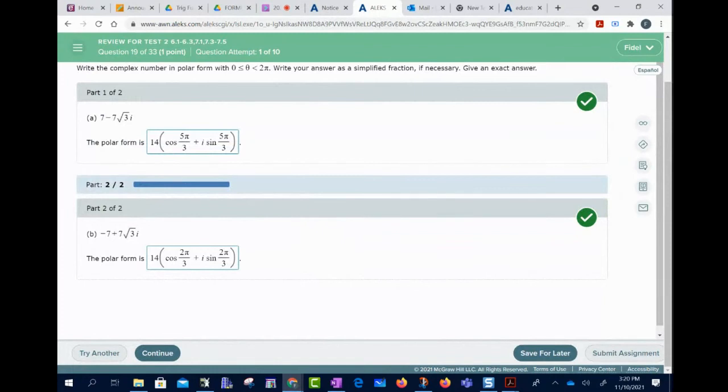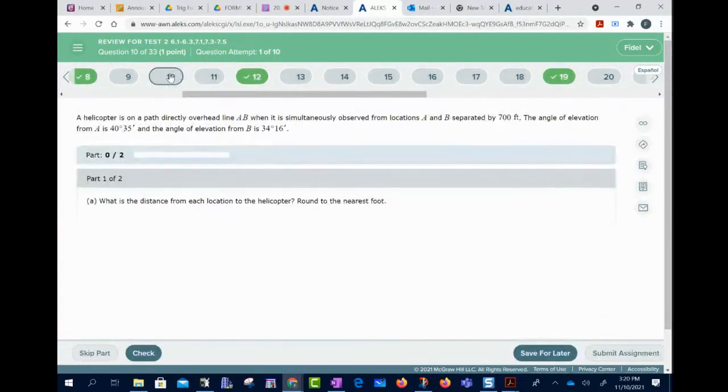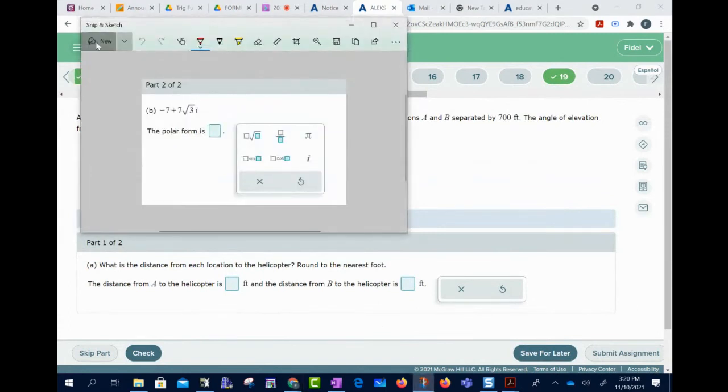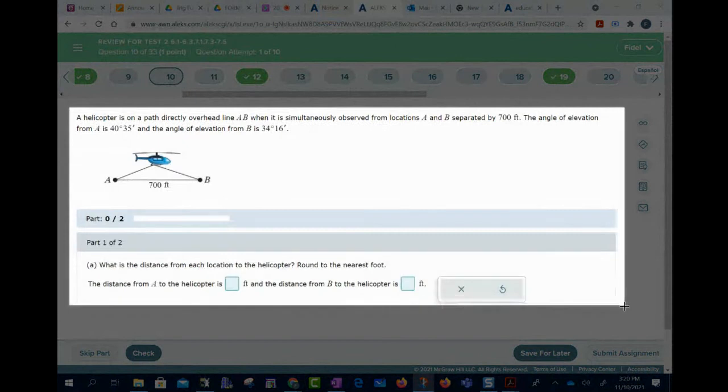And we got it. So Thomas, I hope that works for number 19. And Luciano, I think you said you had number 10. Okay, so let's take a look at number 10 here, y'all. Again, we'll draw a picture, or they already have a picture, and let's see if we can figure this thing out.